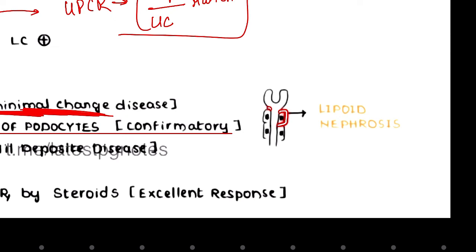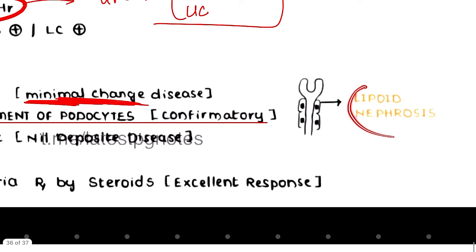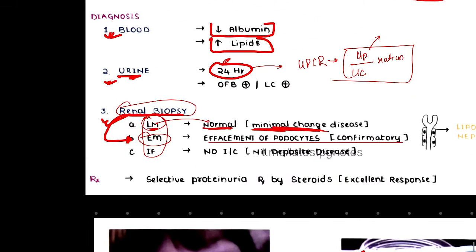As they are found deposited in the cells of PCT, this condition is called lipoid nephrosis, and this lipoid nephrosis is another name for minimal change disease. So we talked about two different names again. One is lipoid nephrosis and another is nil deposit disease. And what does this nil indicate? This nil indicates no immune complex. That means we will not have an immunofluorescence reading.